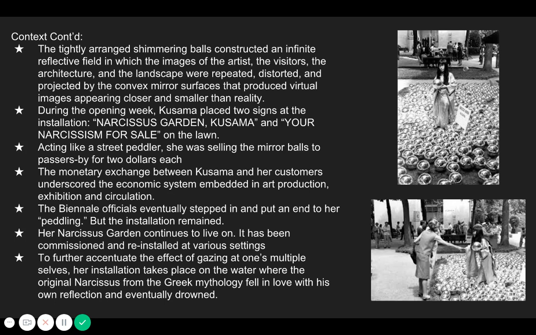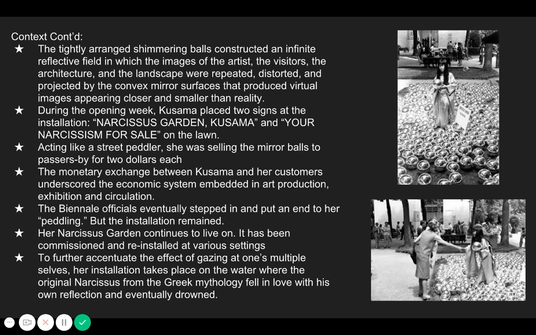So here's where the happening took place: during opening week, Kusama put on her kimono and she placed two signs at the installation. One sign said Narcissist Garden Kusama, and the other sign said Your Narcissism for Sale. And she stood next to these signs and acted like a street peddler. What she was doing is selling the mirror balls to passersby for $2 each. And she had a lot of takers, of course.